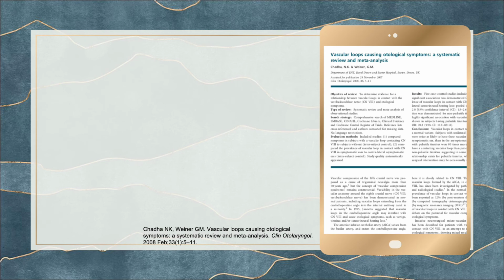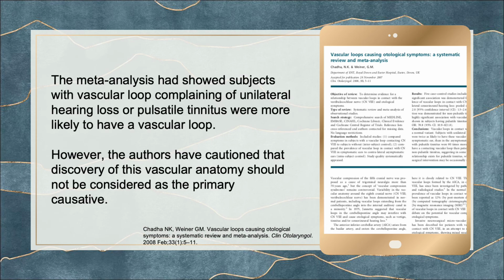Do you remember this meta-analysis? We found the lack of association between vascular loops and audiovestibular symptoms have been reported in many studies, including those published after the meta-analysis. As a reminder, the meta-analysis has shown subjects with vascular loop complaining of unilateral hearing loss or pulsatile tinnitus were more likely to have a vessel that was compressing the vestibulocochlear nerve. However, the authors have also cautioned that discovery of a vascular anatomy should not be considered as the primary causative diagnosis in all cases, as there were subjects who were asymptomatic with vascular loops.